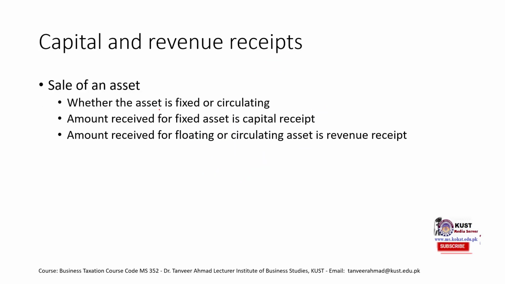So as in the previous video we had certain tests or rules that we performed to distinguish between capital and revenue expenditure, we are going to do the same in the case of capital and revenue receipts. The first one is the sale of an asset. We would have to determine whether the asset that is sold is a fixed asset or a circulating asset. Remember, a circulating asset is the same as what we called a floating asset in our previous lecture. So any amount received for a fixed asset would be a capital receipt.